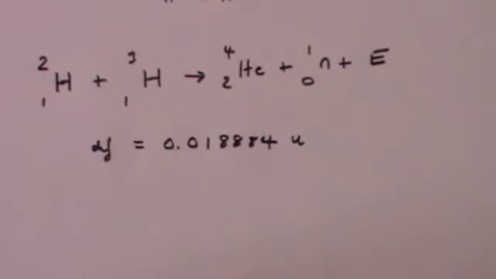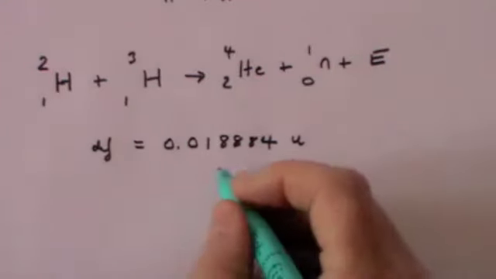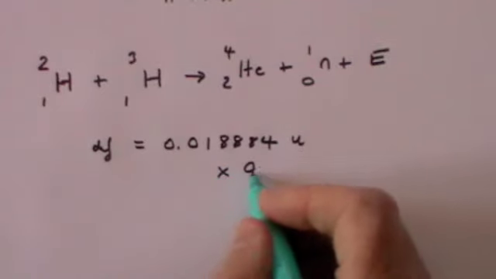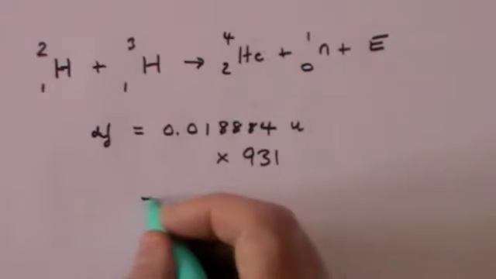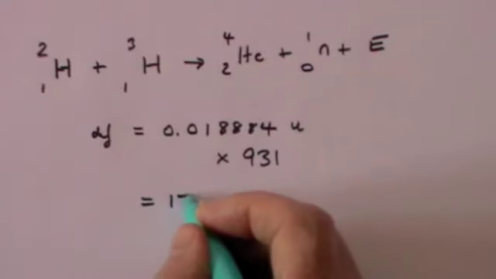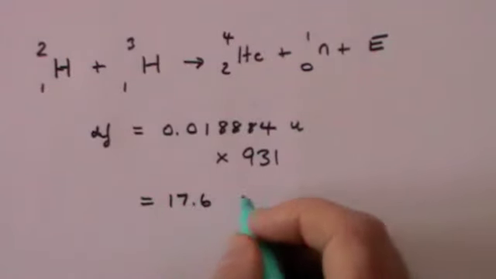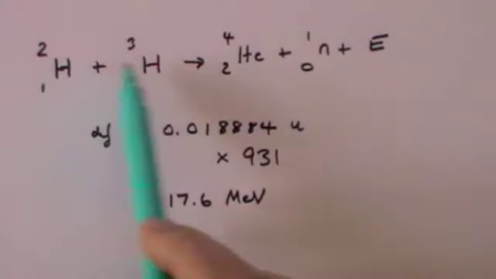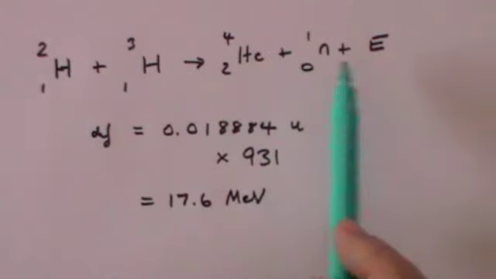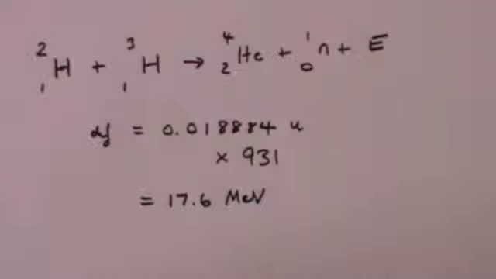0.018884 atomic mass units. And if we want to know what that is in terms of energy, then we have to multiply that by 931 to get it in MeV, and that comes to 17.6 MeV. So every time this reaction happens in a fusion reactor, you get 17.6 MeV of energy released.